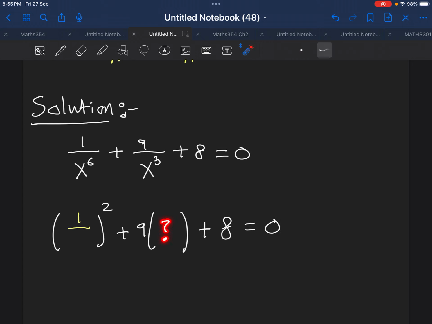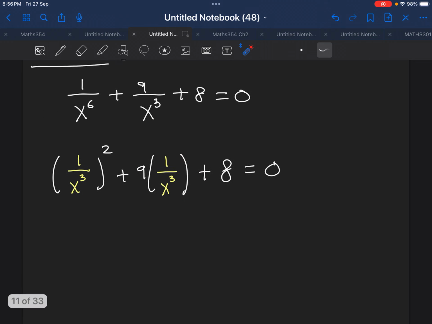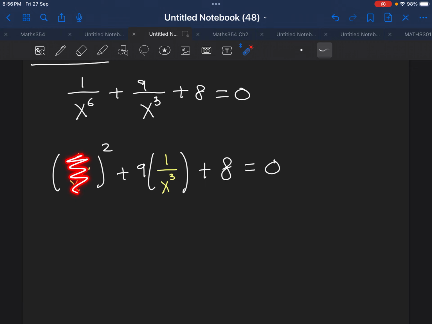Now, ask yourself, what should I write here to get this back? And what should I write here to get this back? Here we will just write 1 over x to the power 3, and here we can do the same. Now if we check this one, if we square it, we get 2 times 3, which is power 6, and this one will just give me back 9 over x cubed plus 8. Now again, this is a quadratic equation: something squared plus something without square, plus a number alone.